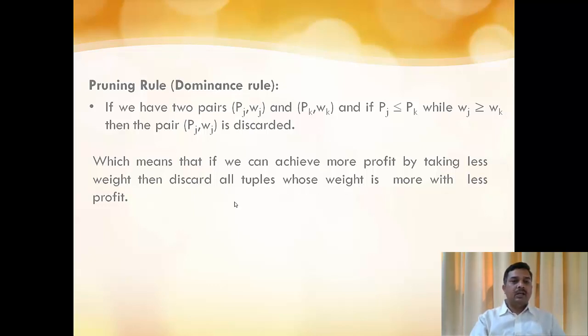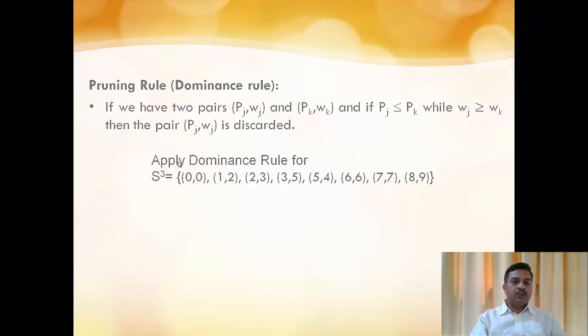Let's see this. We'll apply the dominance rule for S3. We have these values. Now see this pair 3 and 5. 3 is the profit and 5 is the weight. If I compare with the next pair 5 and 4, we can earn a profit of 5 with weight 4. It means with less weight I can get more profit. So I have to drop this 3-5 pair.